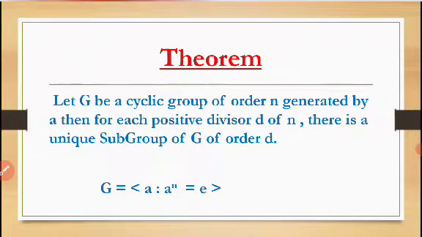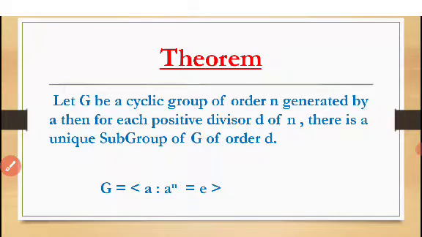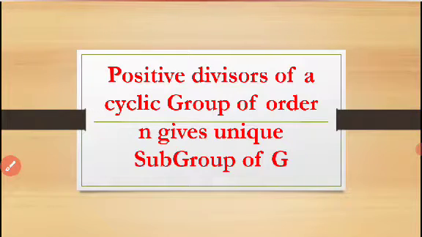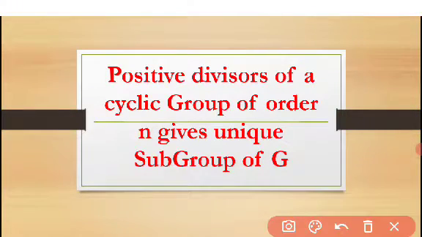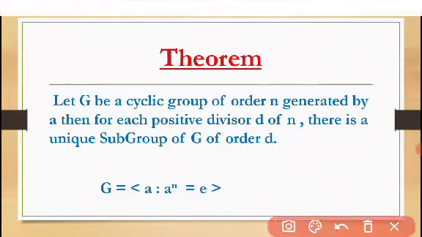Today we will discuss a very important theorem. Positive divisors of a cyclic group of order n give us unique subgroups of G. It means that, for example, G has order 6, then 2 divides 6, 3 divides 6, and every divisor gives the unique subgroup. So let's start. We have a theorem.